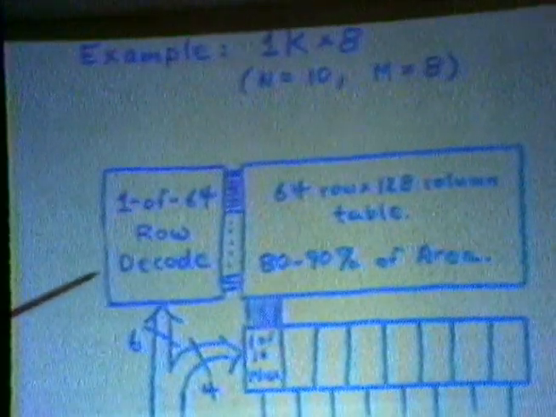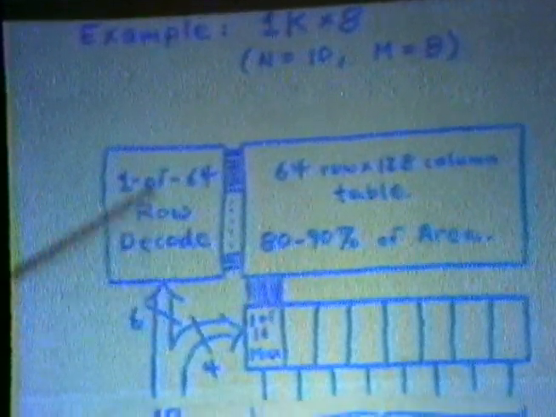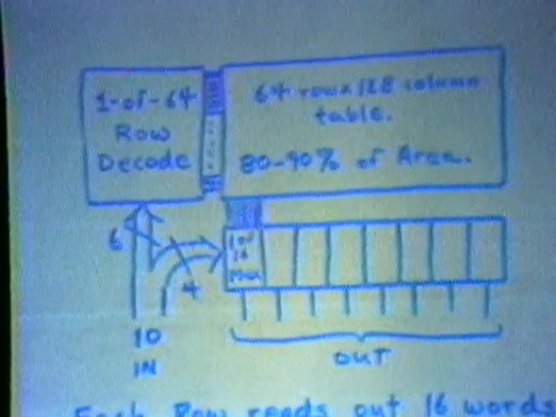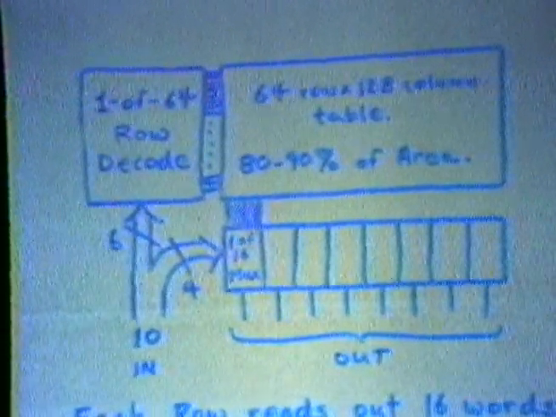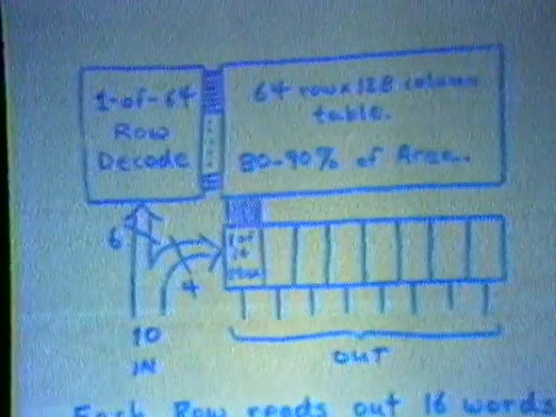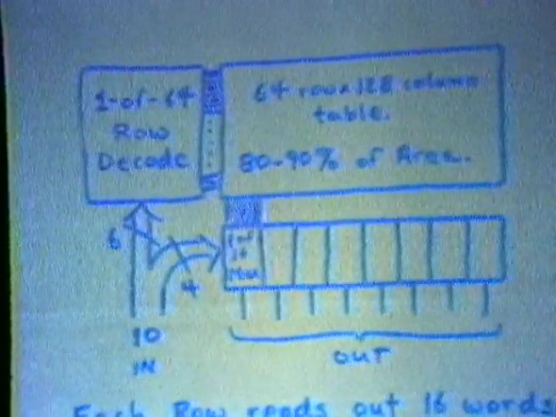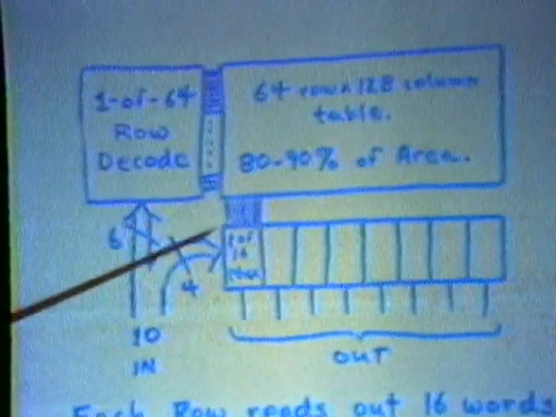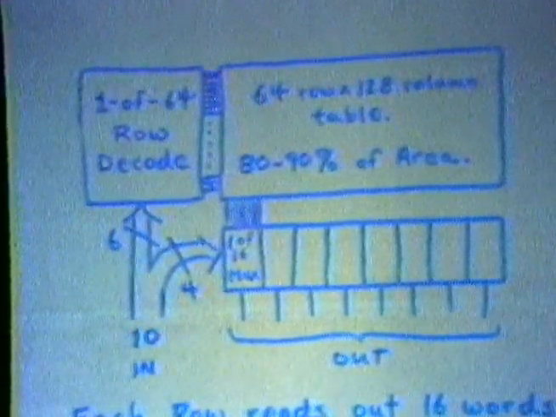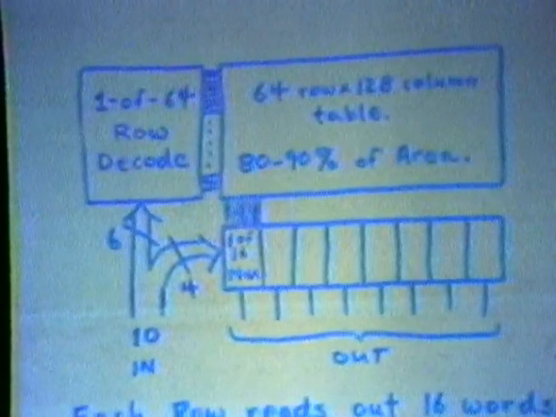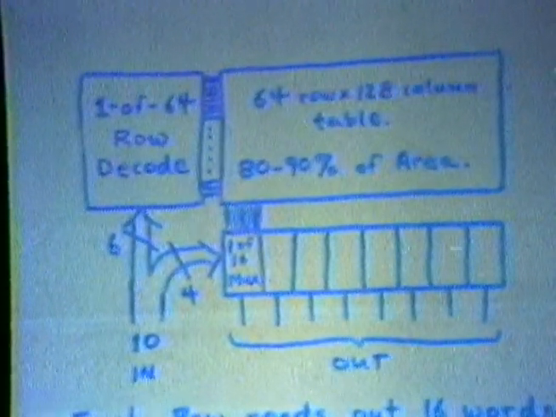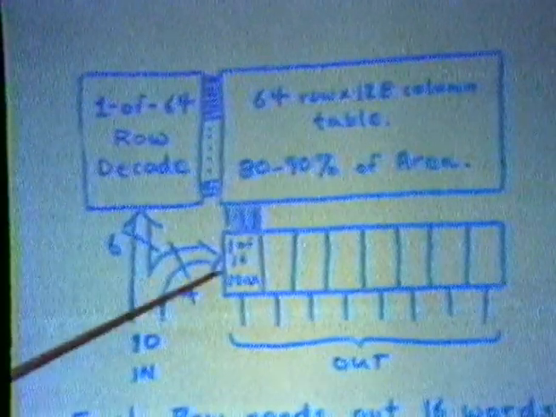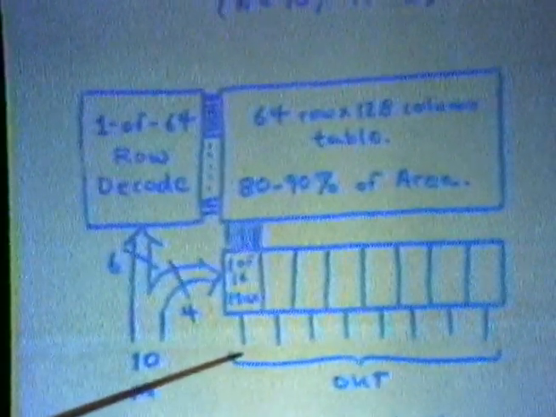But the row decoder only decodes 64 lines. Each of those lines, as it goes across the OR plane, is going to read out 16 complete 8-bit words. And those words are interleaved so that the first bit of those 16 words come out next to each other into this little 1 of 16 multiplexer. And the first bit of the word you want can be selected from those 16 by this 4-bit address into this multiplexer. So you get your first bit out here.